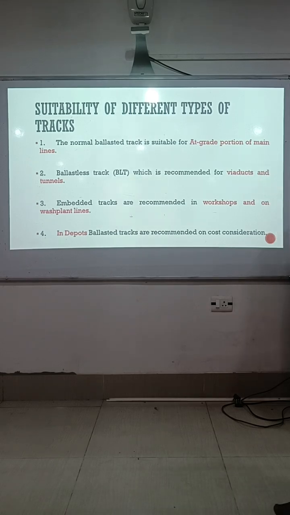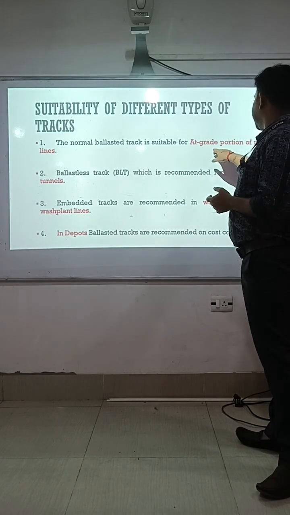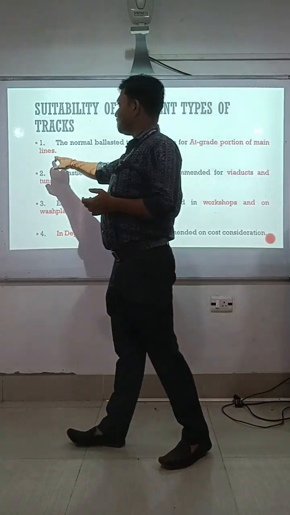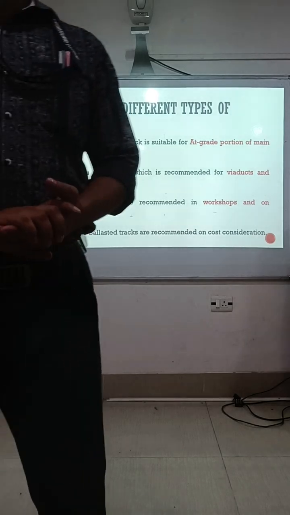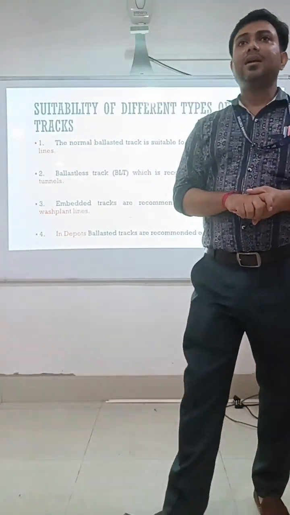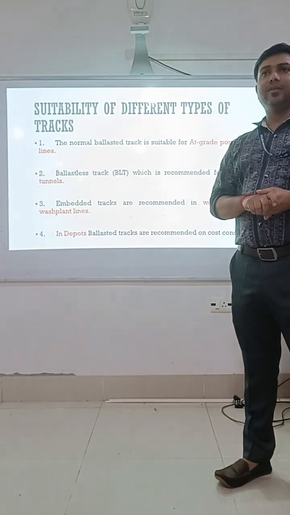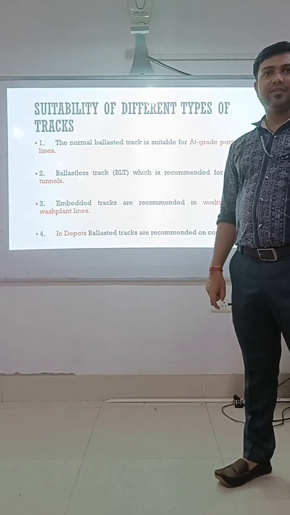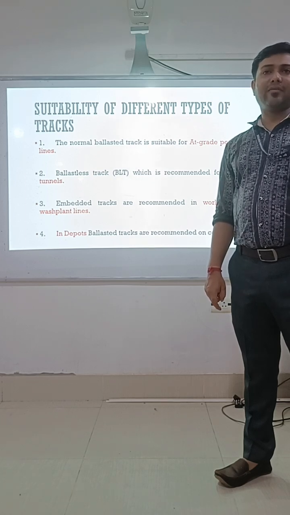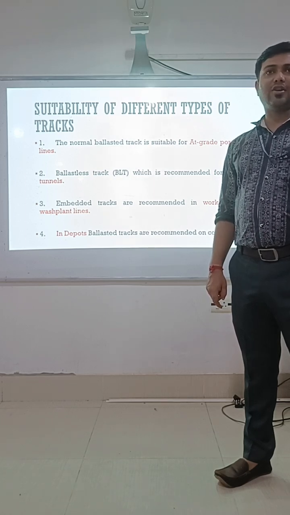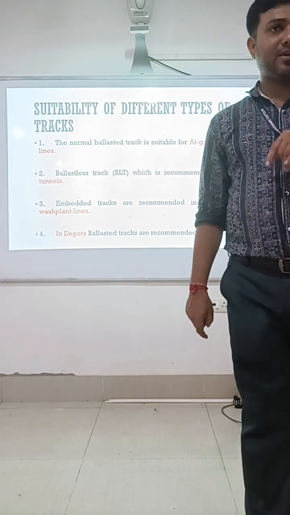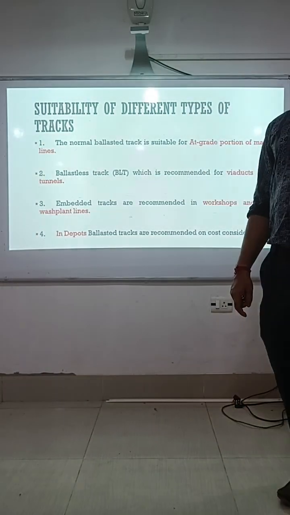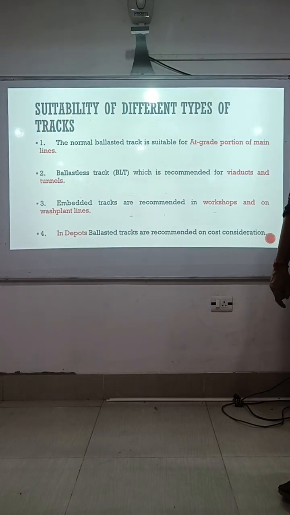And suitability of different types of tracks. The normal ballasted track is suitable for the at-grade portion of main lines. At-grade station, what is an at-grade station? Can you remember? The at-grade station is where there are only two levels of the metro system: one is the entry level, and another is the concourse level and platform. That means the entry level is at the side of the road, and the other level is the concourse, that is the movement of the passengers, and the platform from where you can avail the metro.